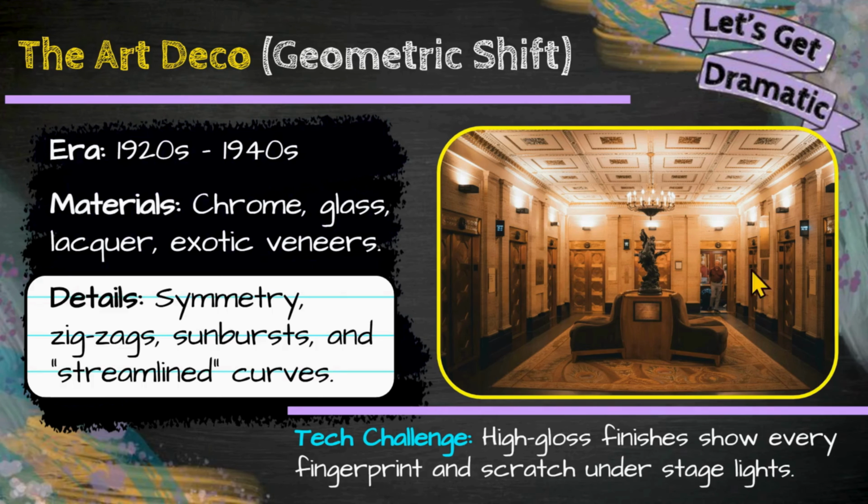So the details are symmetry, so equal on both sides, looking for zigzags, starbursts, which is up here in the ceiling, and streamlined curves. For example, this furniture that has this streamlined curve.